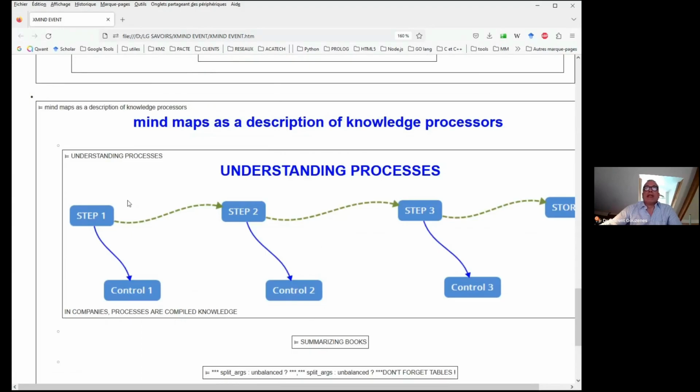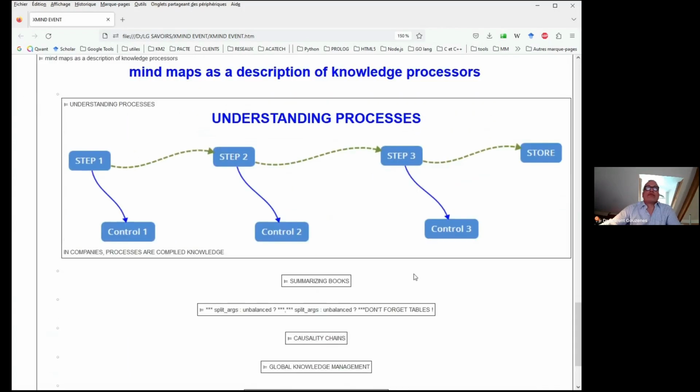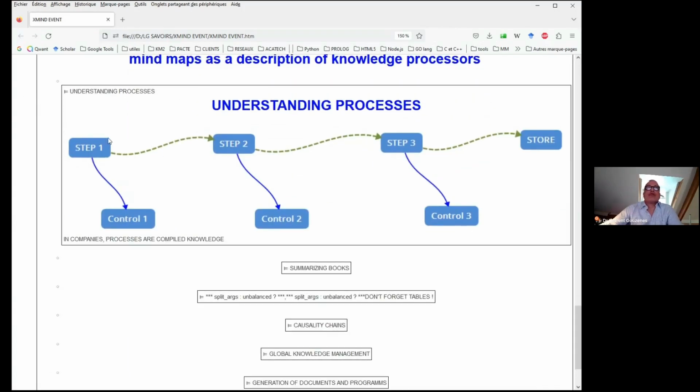For example, we can use maps to describe processes. It's very, very easy like that. Just draw the drawing with a time which goes from left to right. And we can see that we express here very easily this linearity, step 1, step 2, step 3, and goes to the store. And then we can express in parallel the controls that are done after each step. And when you want to write this with words, it's more complicated and much longer than just showing this graph. Also, this graph helps you to understand that there is only one way to go to the store, which is to start at step 1, and you cannot start somewhere else.